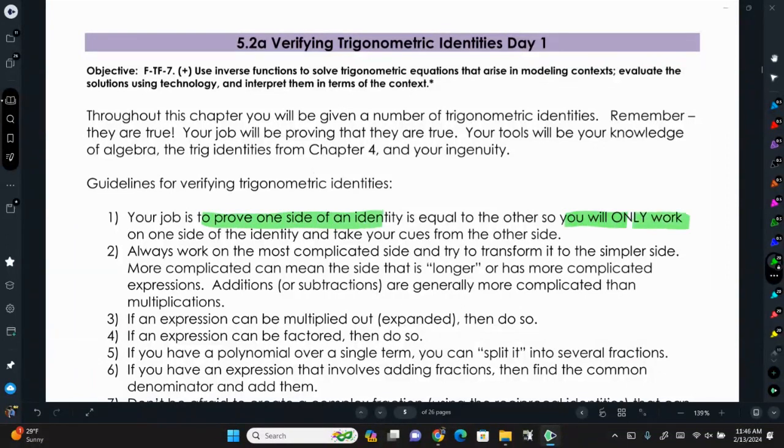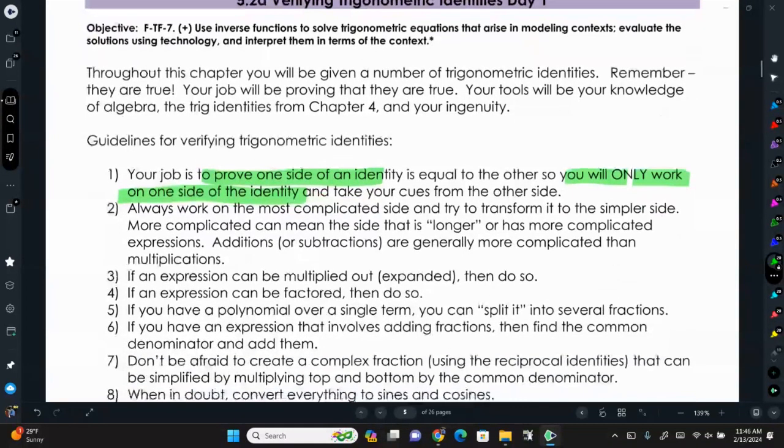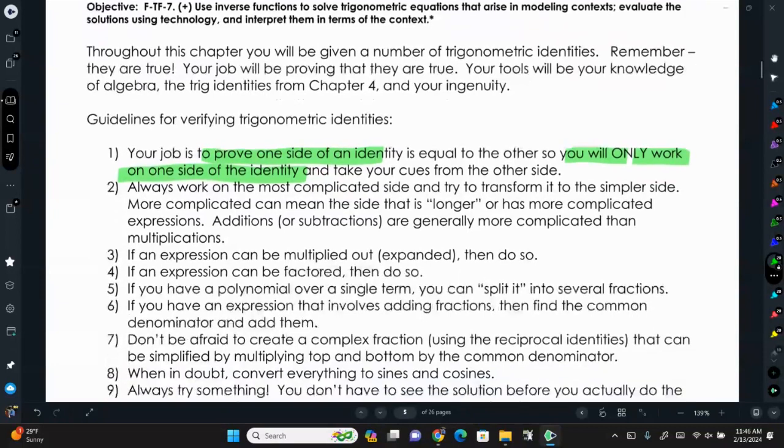You will only work on one side of the identity. So we can't work on both sides of it, and the reason for that is because if you make a mathematical error, then you may prove the identity to be true, but not really do it the right way because you made a mathematical error because you're working on both sides. If you're only working on one side, then if you make a mathematical error, you're going to know you made that error because you're not going to get what the other side is equal to. Okay? So that's why we only work on one side.